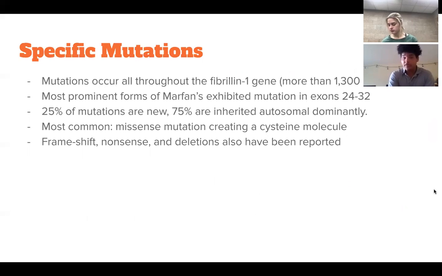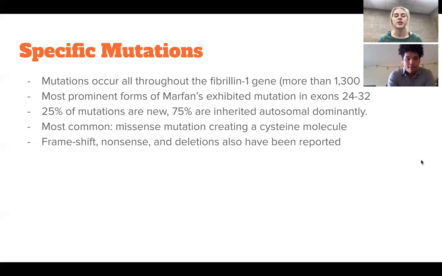And then specific mutations. The mutations occur all throughout the fibrillin-1 gene. More than 1,300 mutations have been observed. The most prominent forms of Marfan's exhibited mutations in exons 24 through 32. 25% of the mutations are new and 75% are inherited autosomal dominantly. The most common is missense mutation, which creates a cysteine molecule. And then frameshift, nonsense, and deletions have also been reported as mutations. And now I believe I will pass it over and we can get a little bit more in depth.